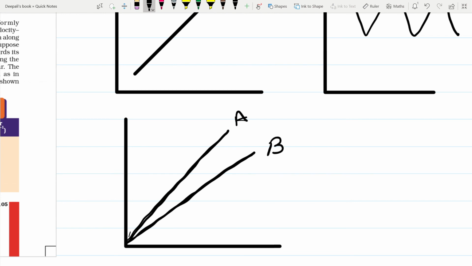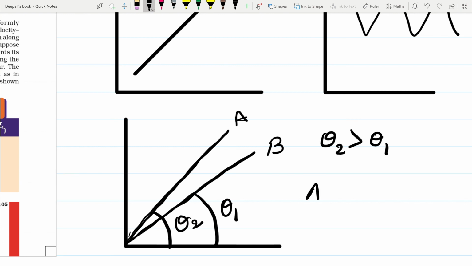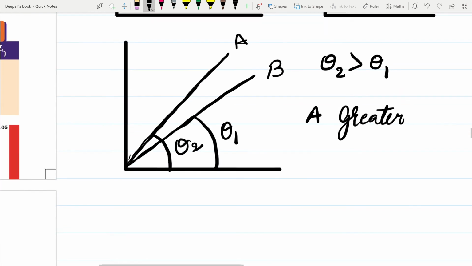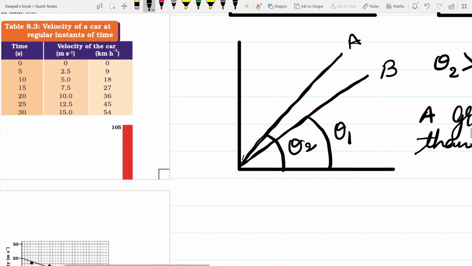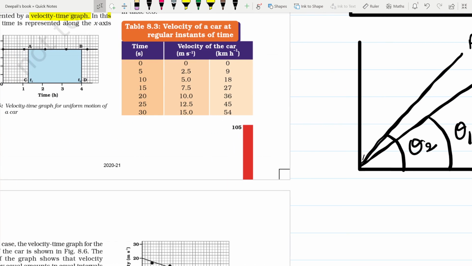The object which makes a greater angle with the x-axis, say theta 2, and the angle theta 1 formed by object B with the x-axis, then theta 2 is greater than theta 1, and therefore the speed of A will be greater than the speed of B. This is what graphs are useful for. They help us to depict various objects.